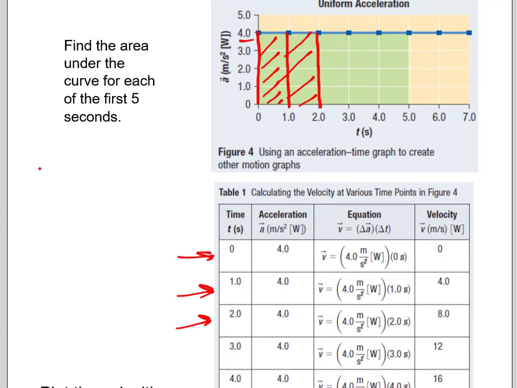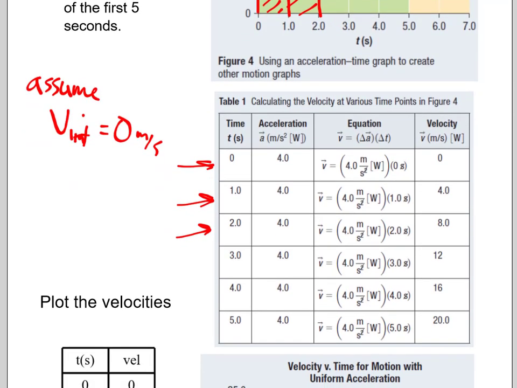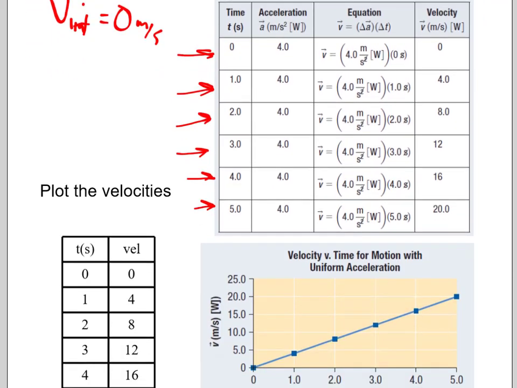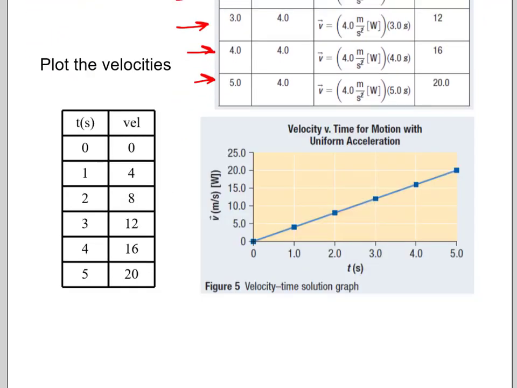So we're going to assume V initial, the starting value, was 0 meters per second, just to make this a little easier for our next step. So I generate this table here of all of my change in velocities just by finding the areas under the acceleration time curve, or time graph. If I take those values and put them in a nice little table, I've basically taken all of this information and plotted it into this little table.